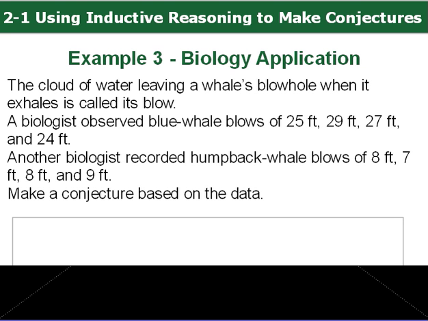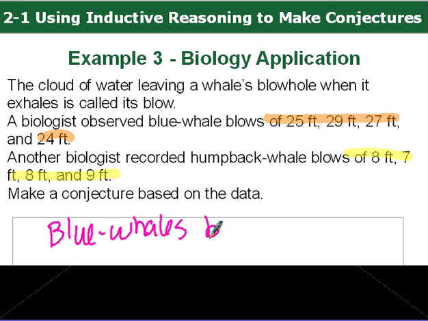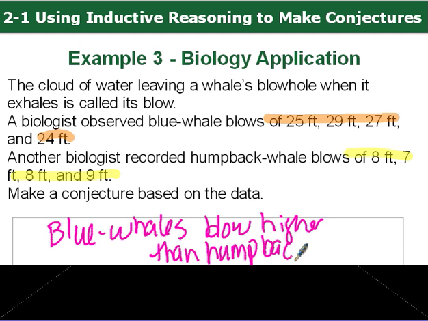So based on the data here, we observed that blue whale blows are at 25 feet, 29 feet, 27, 24, where the little humpbacks are at 8 feet, 7 feet, 8, 9 feet. So our conjecture is going to be that blue whales blow higher than humpback whales. And that's our conjecture. That's based on observations.